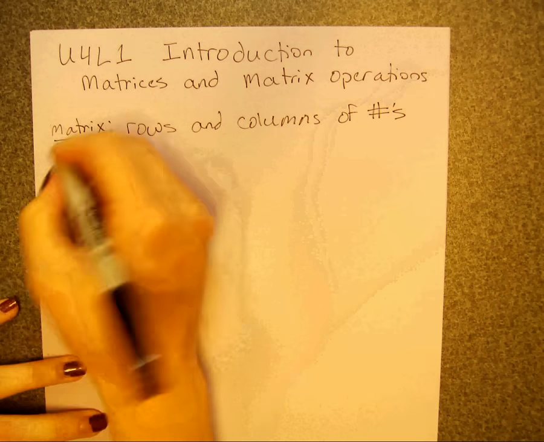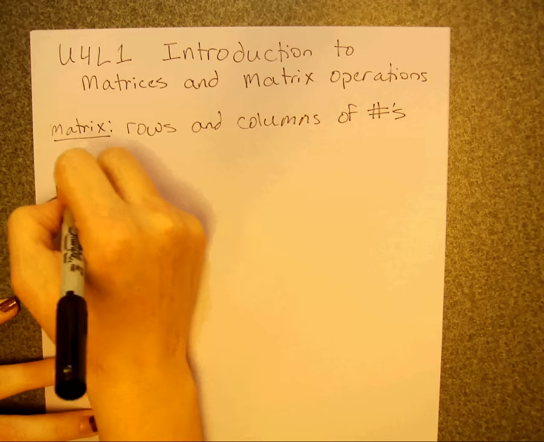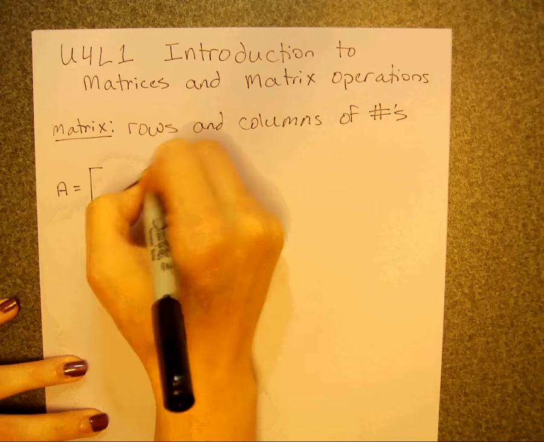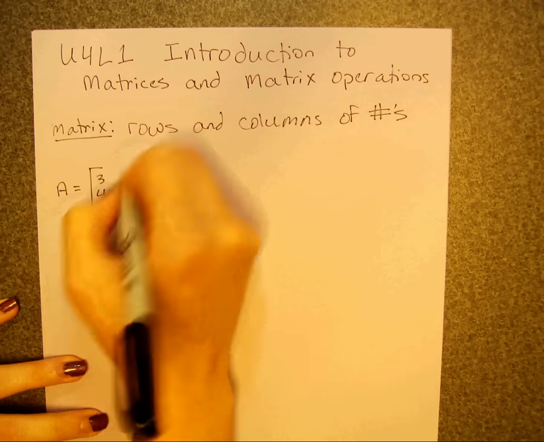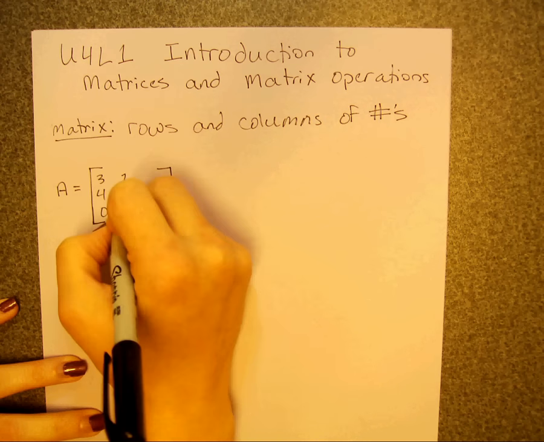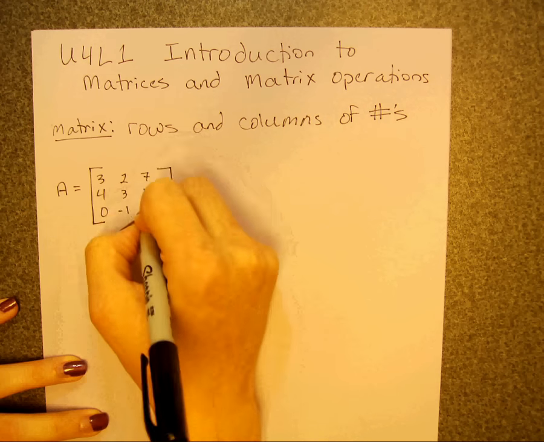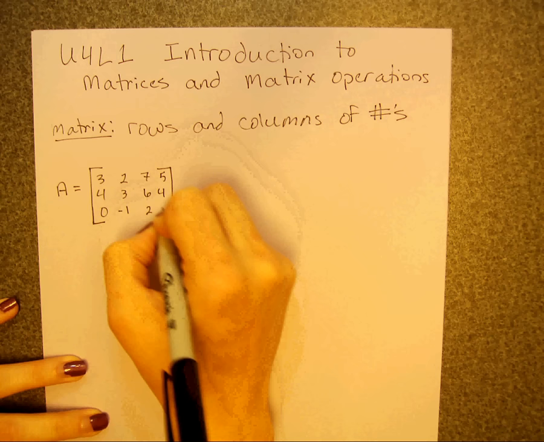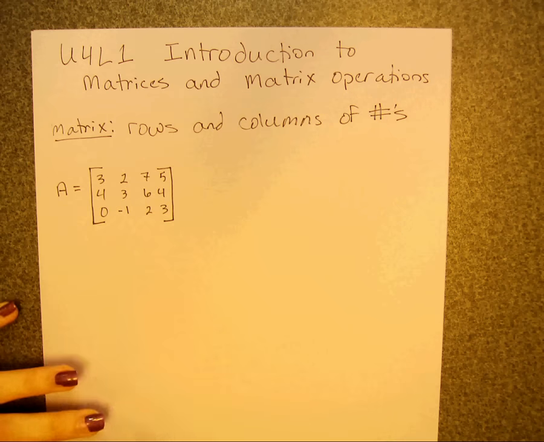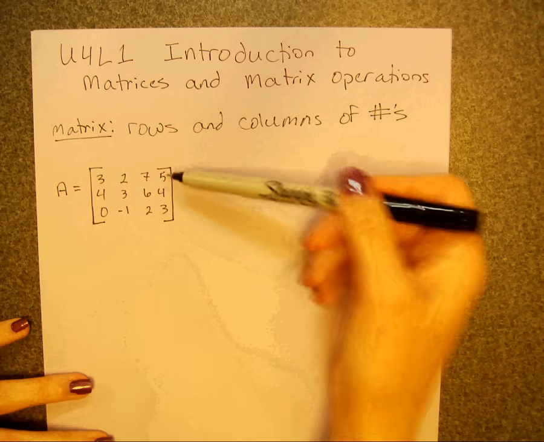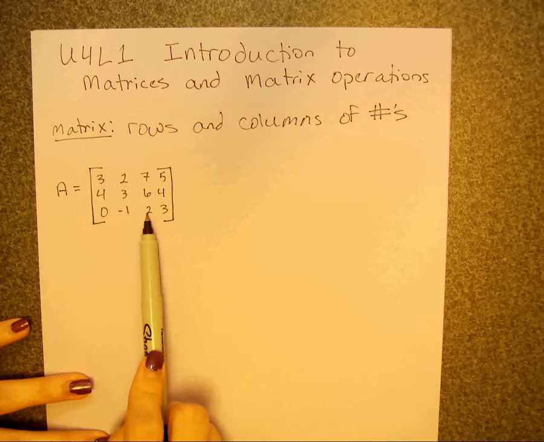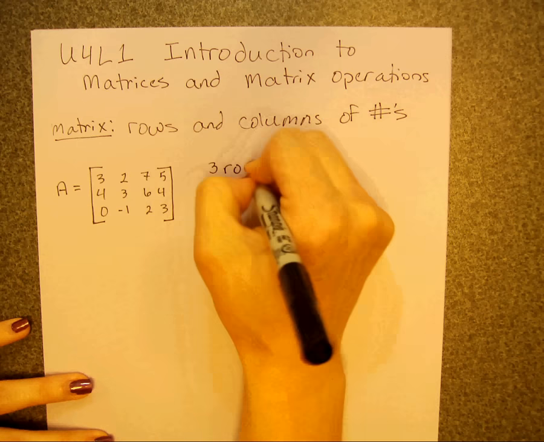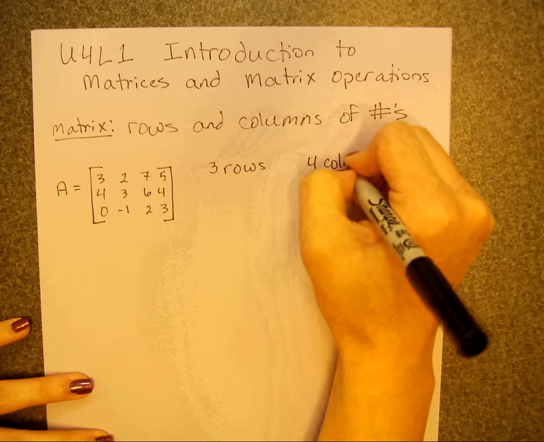Alright, so let's say I have this matrix A, and we're going to put it in brackets. So this is an example of a matrix. Notice that I have 1, 2, 3 rows, and I have 1, 2, 3, 4 columns. So I have 3 rows, and I have 4 columns.